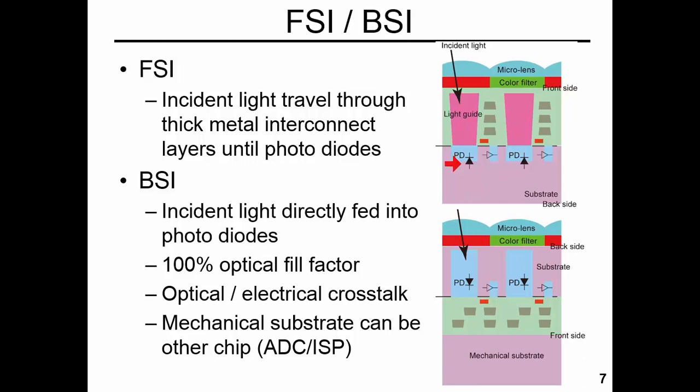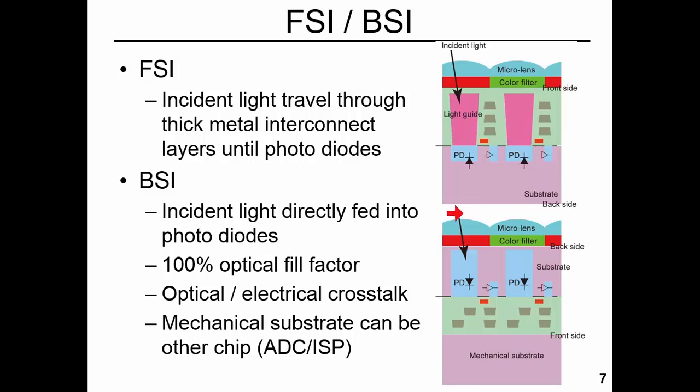On the other side, if you flip the silicon substrate and the light illuminates from the back side of this substrate, there is no obstacle like shown here. So the fill factor, that is the ratio of photodiode and total pixel area, becomes 100%.